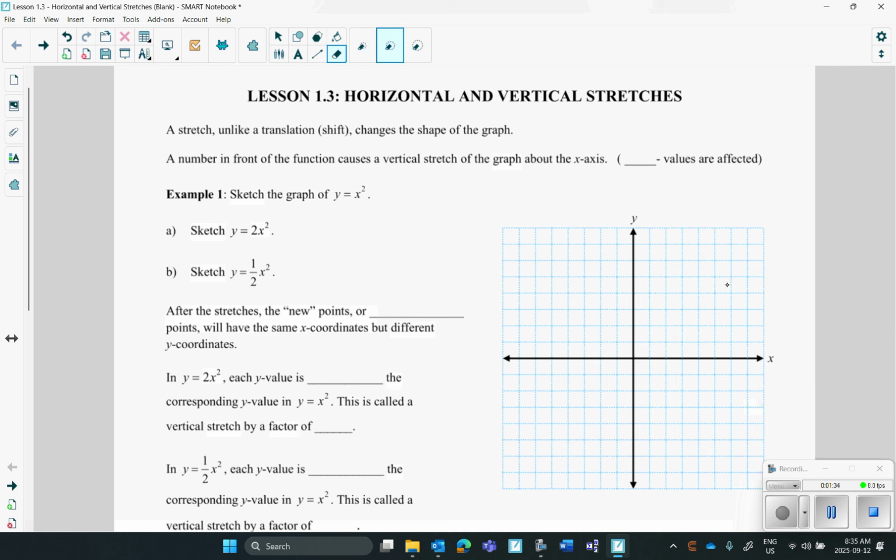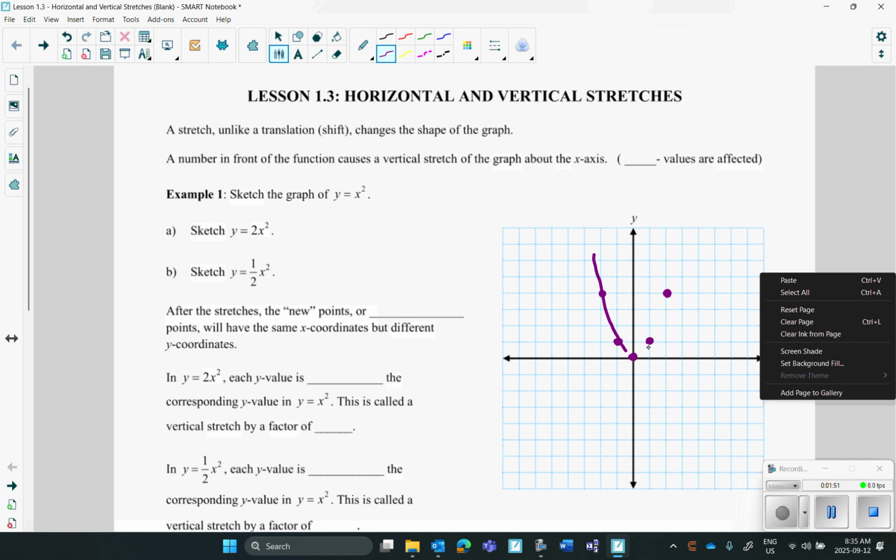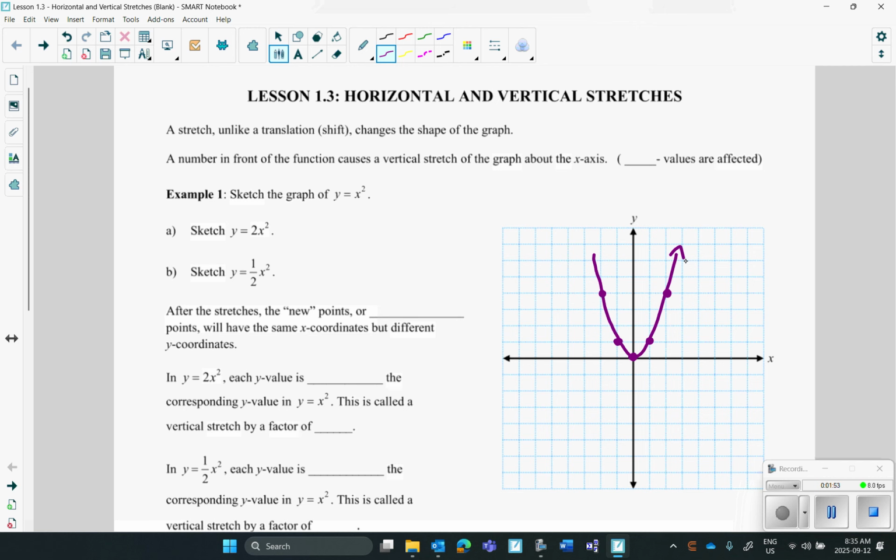So let's just review vertical stretches first. And we're going to use the graph y equals x squared, which you should be familiar with, and would look like this if you graphed it. That's y equals x squared.